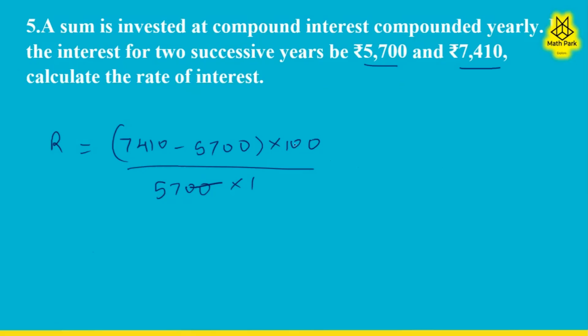So simplify. The difference between 7410 and 5700, we get 1710 upon 57. So which we get as 57 into 3, you get 171. So that is how you get 30% as the rate of interest. That was easy.